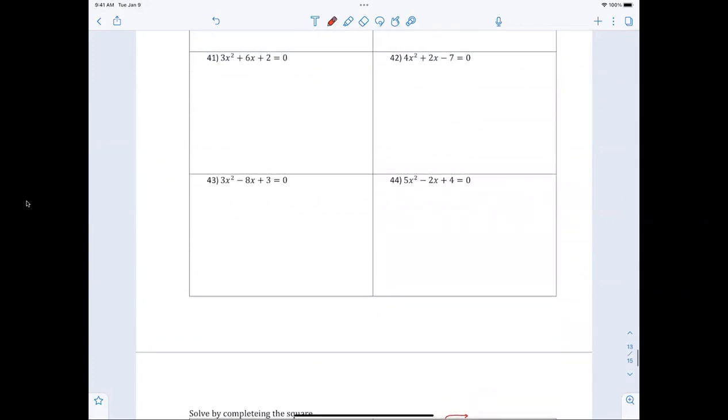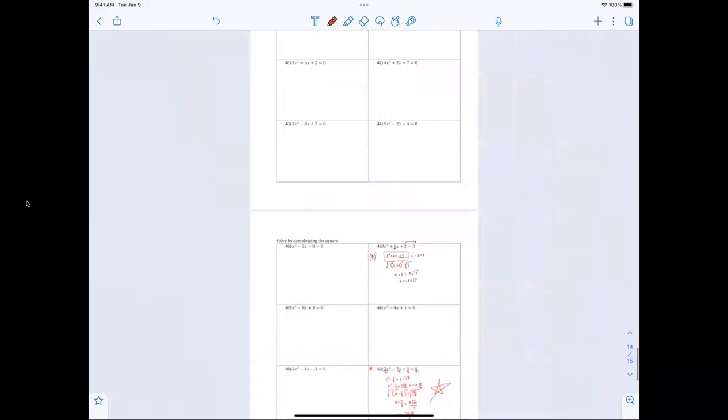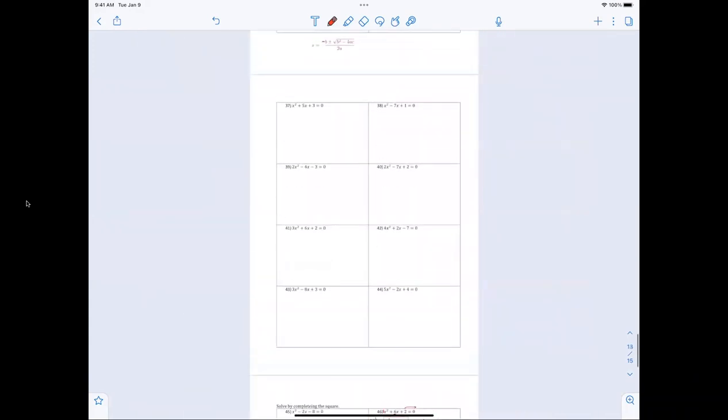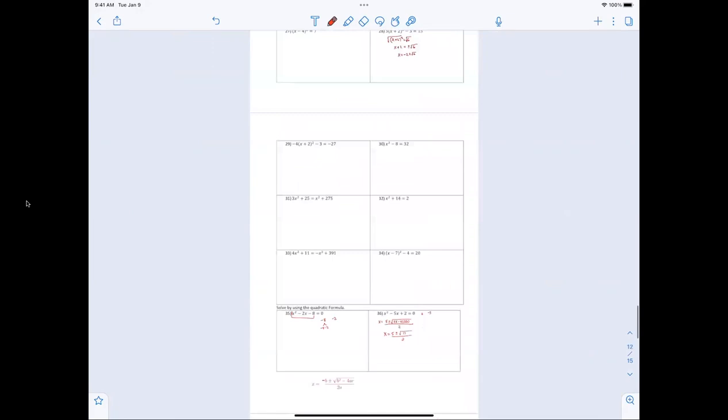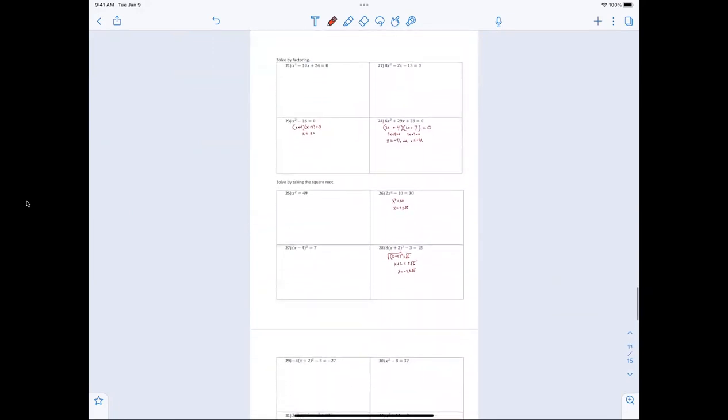Now, before I turn you loose, I'm giving you one last chance to say, I'm really not sure about this. Can you give me another example? Does anybody need me to give another example of completing the square or quadratic formula, or factoring, or square roots? There's a lot of information here. A lot of information. Anybody need any more assistance?